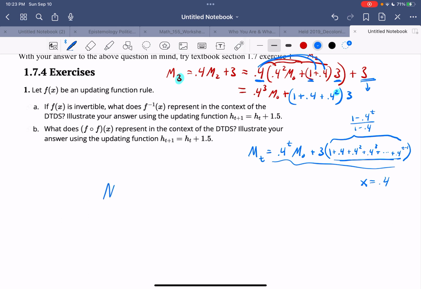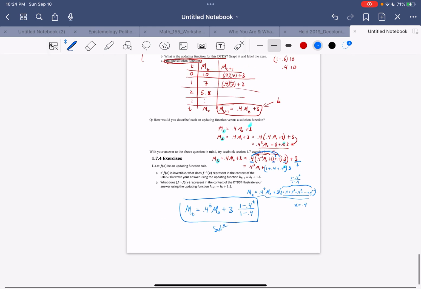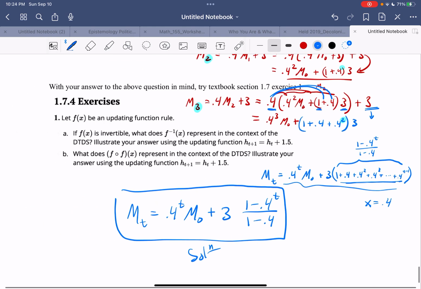Okay, which means M_t is equal to 0.4 to the t M naught plus 3 times 1 minus 0.4 to the t all over 1 minus 0.4, which I could have written as 0.6, but whatever. So this is my solution function. And notice how much harder it is than an update. This is kind of the only reason I kept doing this, is to make this point.